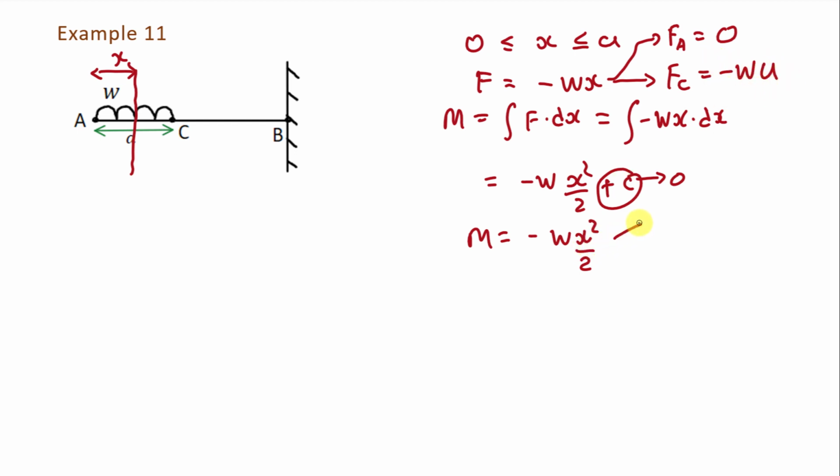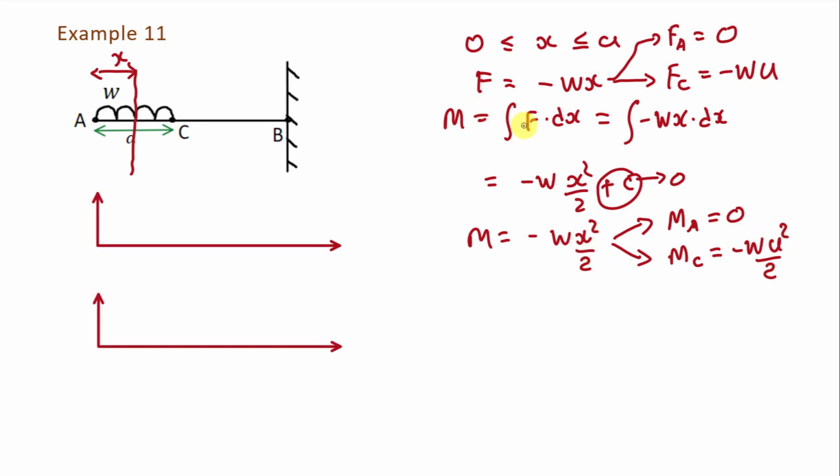Now from here, what will be the bending moment at point A? For that we will put x is equal to 0. So it will be 0. And bending moment at point C will be minus W a square divided by 2, because we put x is equal to a. Now let us draw shear force and bending moment diagram for this interval.